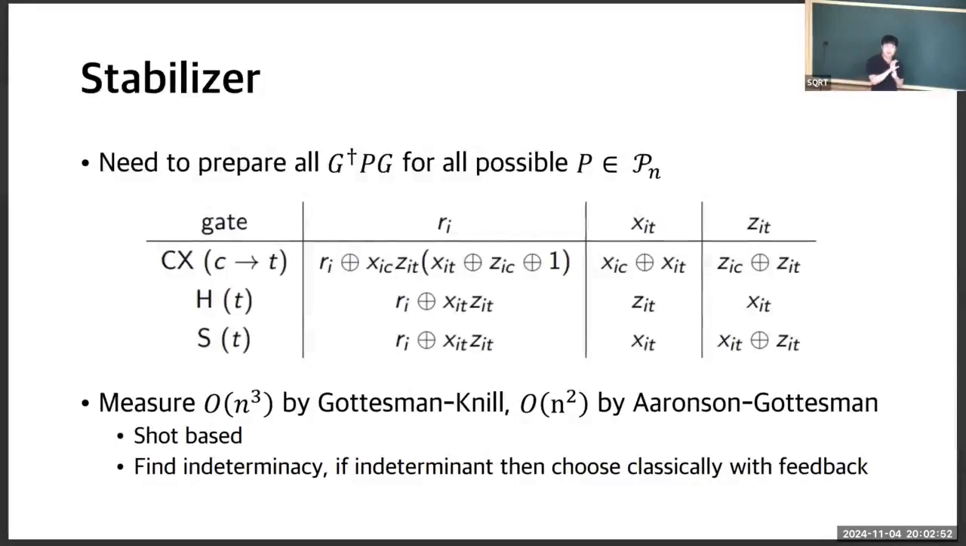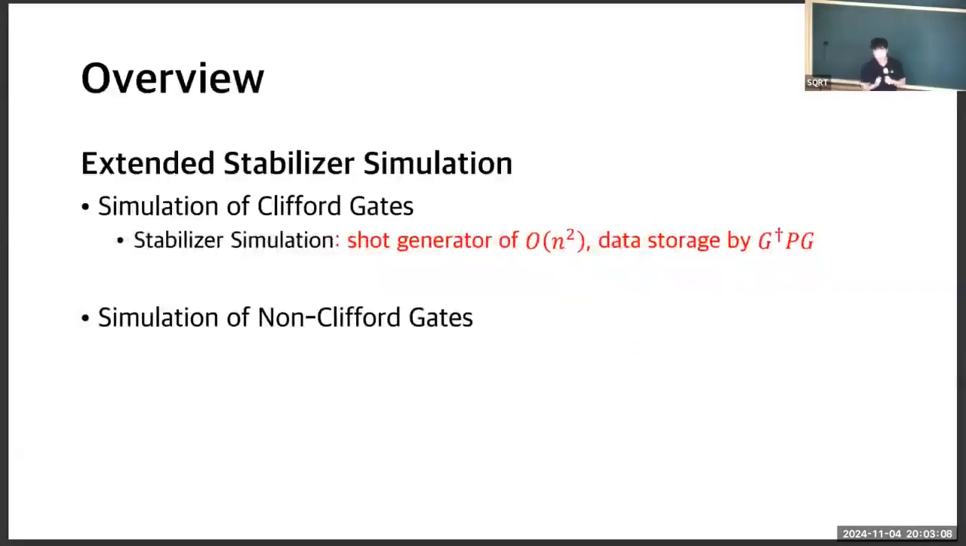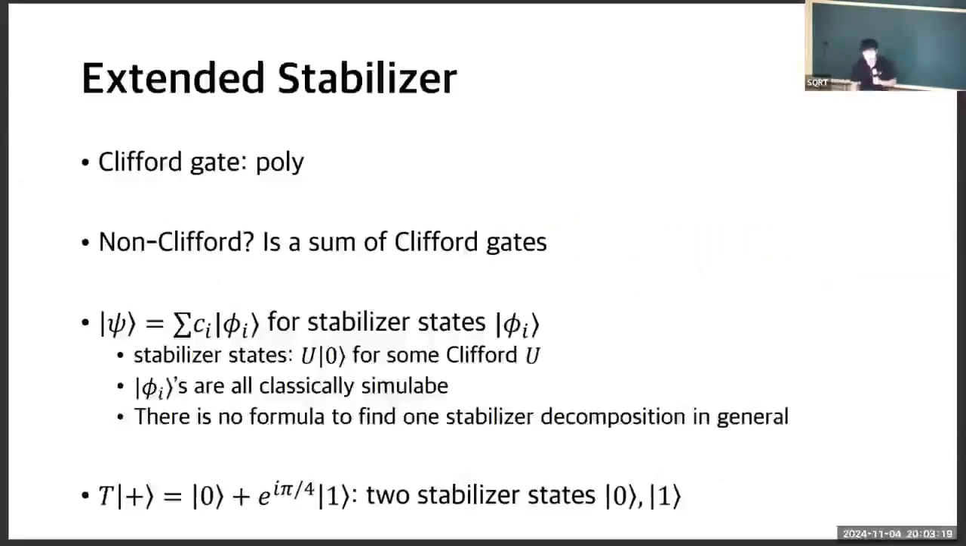Because this is just a stabilizer introduction, I'll skip the practical implementations. If you have interest here, I have uploaded the paper with this, so you can check it there. So we have this shot generator, and we need to extend this to non-Clifford gates. So this is what extended stabilizer simulation means. We know that Clifford gates are simulable in polytime, but if it is non-Clifford, then we can take that as a sum of Clifford gates.